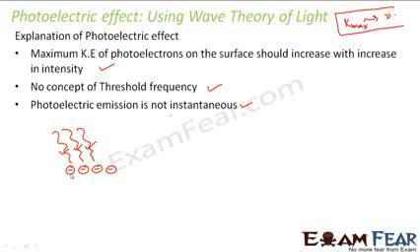Now, in order that an electron escapes from the metal surface, this electron should be able to absorb enough energy that it can overcome the work function. But since whatever energy is coming is getting distributed to each of them, the time taken by each electron to absorb that much energy is more, right? So it takes a long time for an electron to overcome the work function and then escape out of the metal.